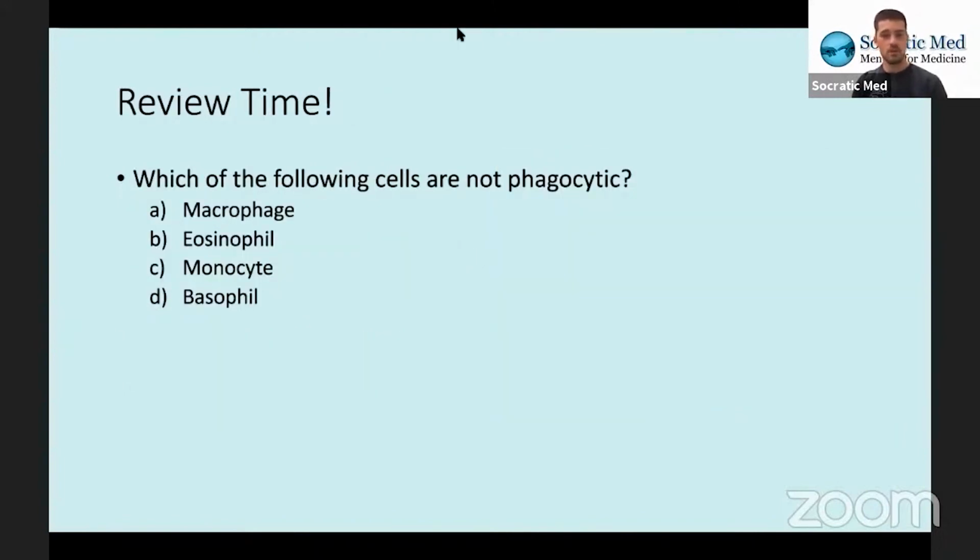Okay. All right, so I'm going to launch the poll again. Take a minute. Which of the following cells are not phagocytic? Try to answer it without going back to your notes. And again, these polls are anonymous. So take a minute and we will get back to it.